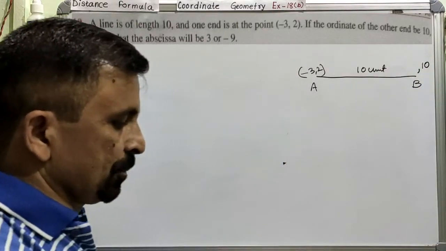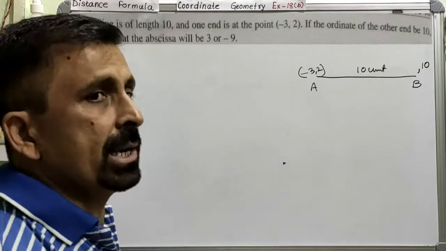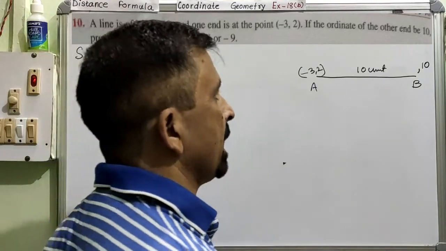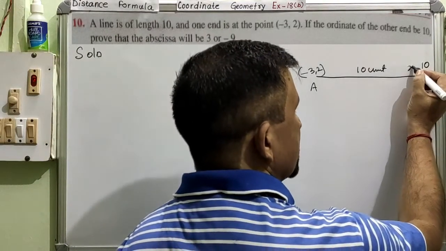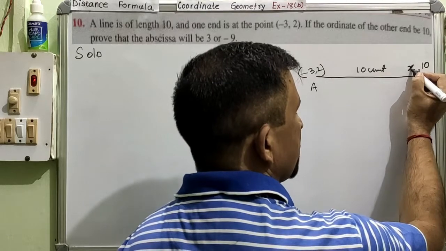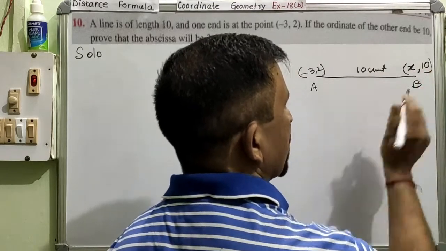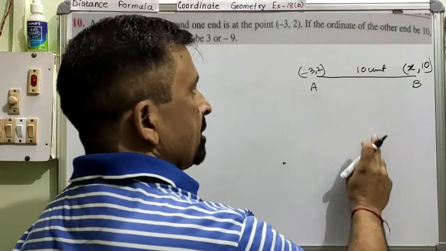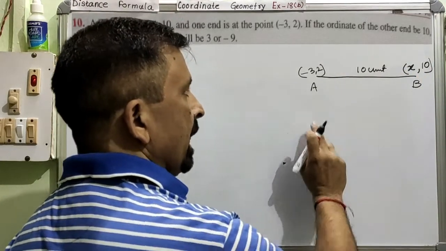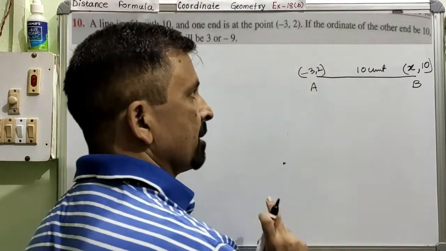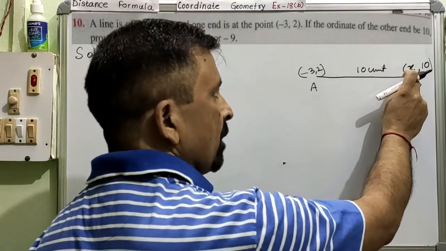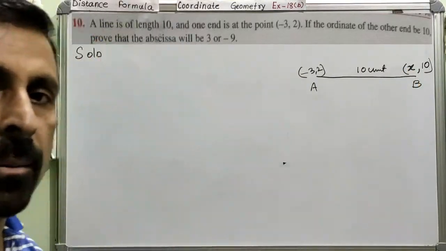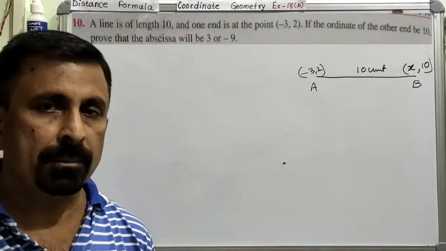Then the question says prove that the abscissa will be 3 or -9. That means the abscissa is missing, right? The question says if the ordinate of this point is 10, the length is 10 units, and the coordinate of one point is this, then in that case prove that the value of this x is 3 or -9.